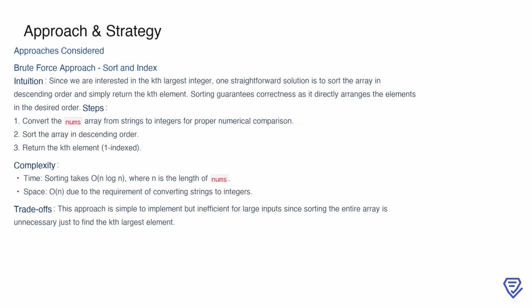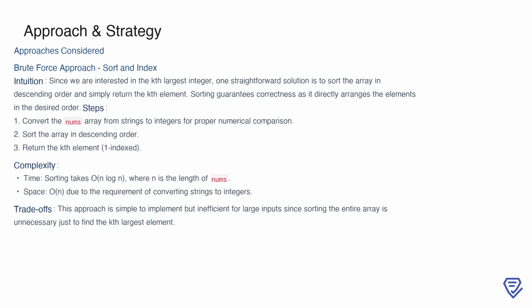To solve the problem of finding the kth largest integer in an array, we first consider the brute force approach. The intuition here is straightforward. Since we're interested in the kth largest element, we can sort the entire array in descending order and directly return the element at the kth position. This guarantees correctness because sorting arranges all elements in the desired order. To implement this, we first convert the nums array from strings to integers, ensuring proper numerical comparison. Then, we sort the array in descending order and return the kth element, where the indexing is 1-based.